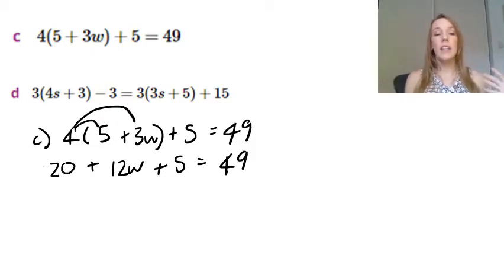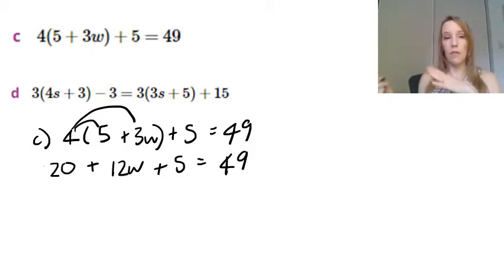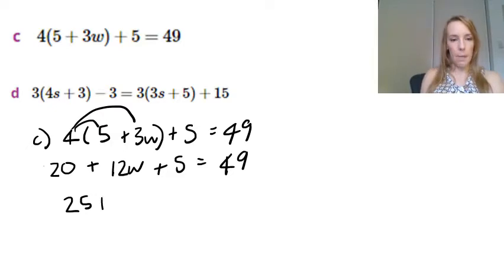Now, we can collect like terms here because we've got 20 and we've got 5, and we can add those together using our distributive law, because remember, it doesn't matter what order you do your addition, you're still going to get the same answer. So we're going to do 20 plus 5. So now we've got 25 plus 12w equals 49, and then we can go on and solve for w.